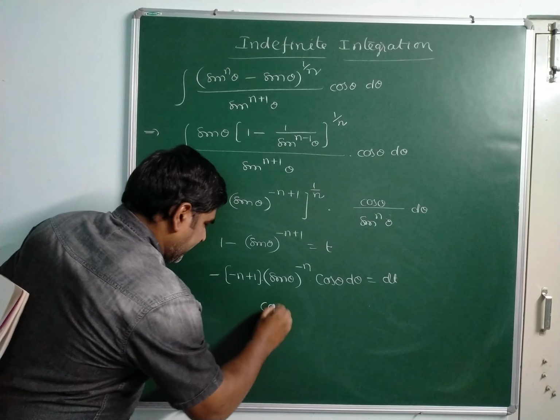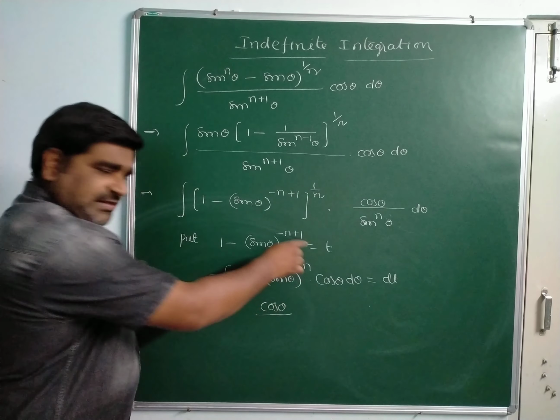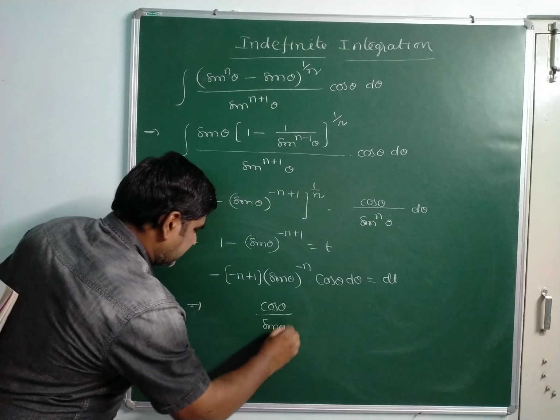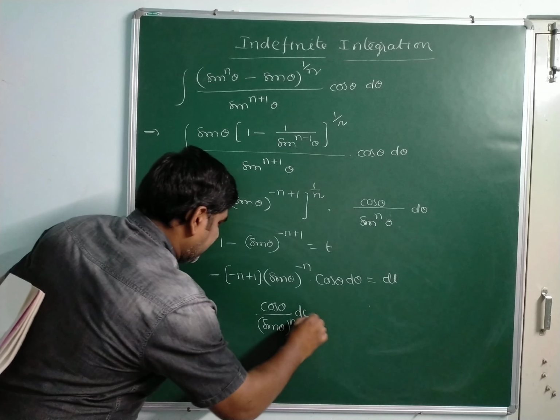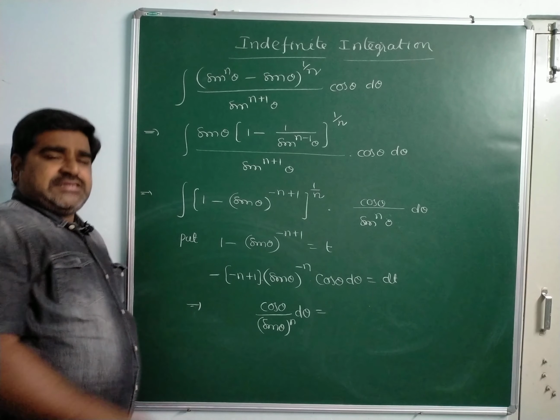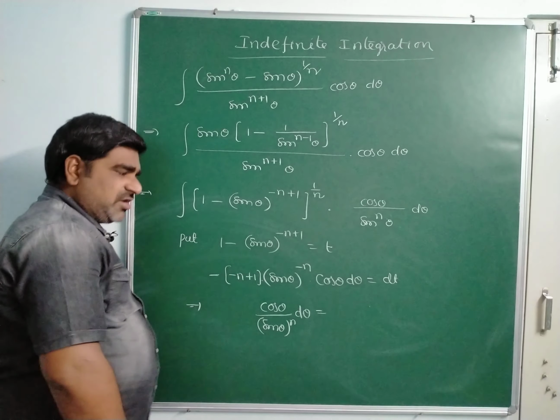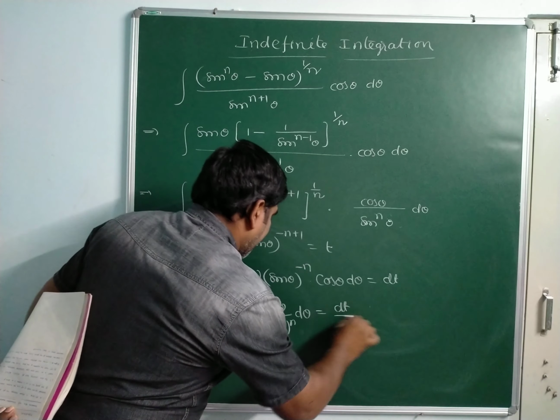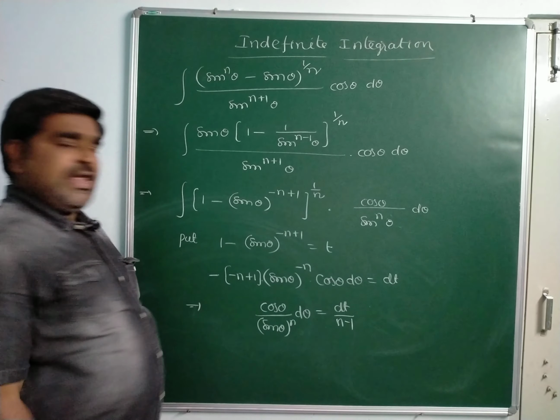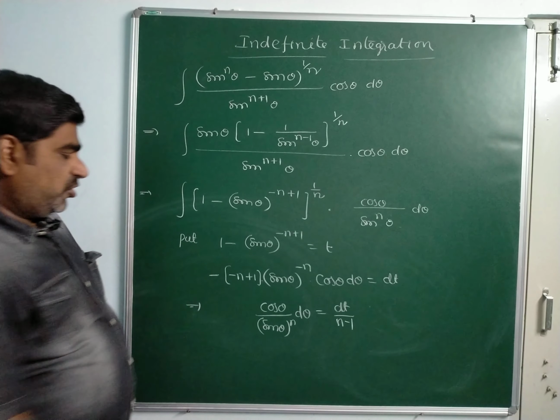So this cos theta by sine theta whole to the power of minus n, written as sine theta whole to the power of n d theta, is equal to just multiply with minus n. Minus into minus plus, n minus 1. So this is dt by n minus 1.